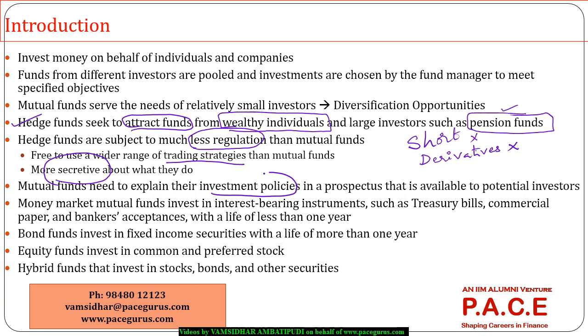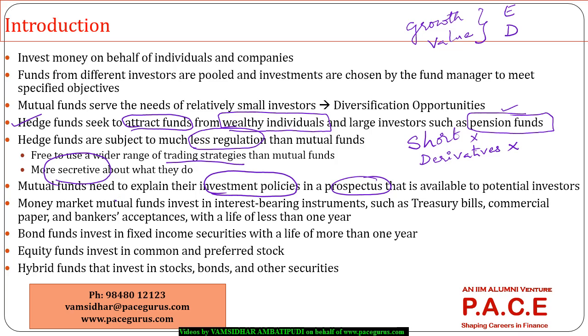In the mutual funds case, they have to very clearly disclose all their investment policies in the prospectus. So what kind of strategy are they going to adopt? Are they going to adopt a growth strategy? Are they going to adopt a value strategy? What is the proportion of investment they are looking at, equity, debt, etc.? All these things they have to very clearly specify as a part of their prospectus.